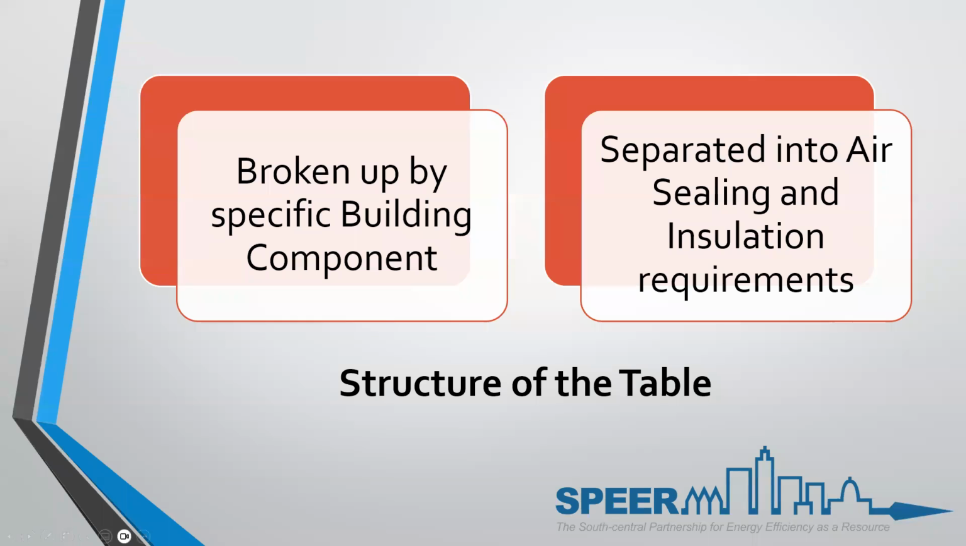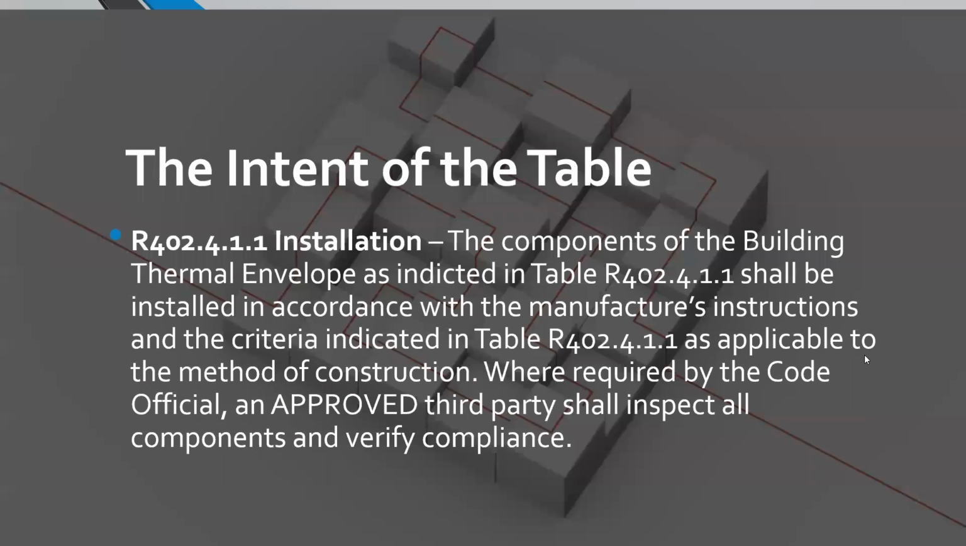So how it's kind of broken up is the structure. As you saw a second ago, it's broken up into specific building components. And then to the right, it's actually separated into air sealing and insulation installation criteria. A building or house may not contain all of the components listed, but all that are listed should be in any and or all building and houses that are being constructed.